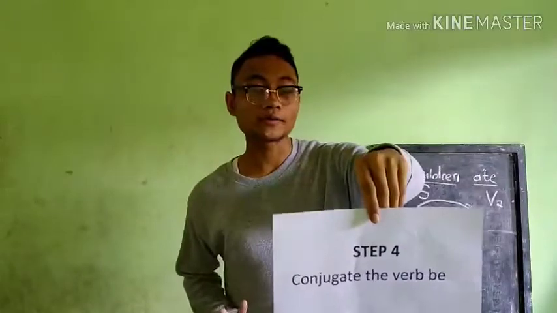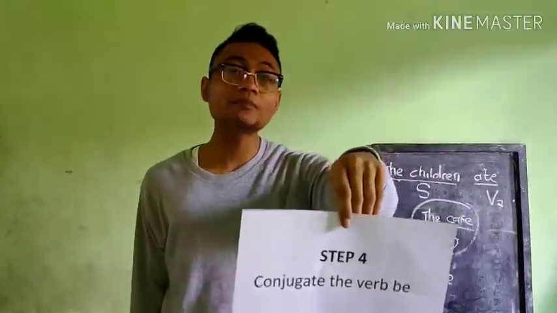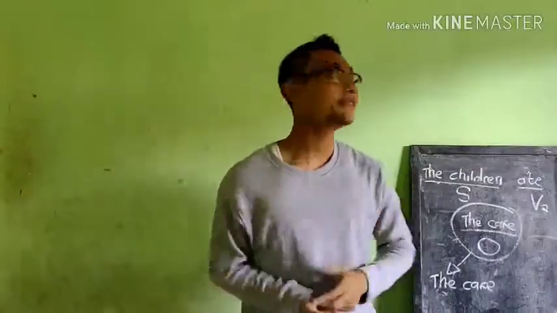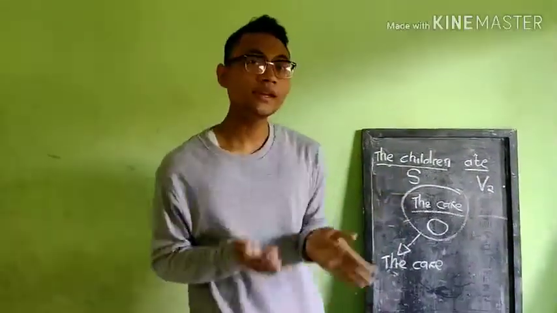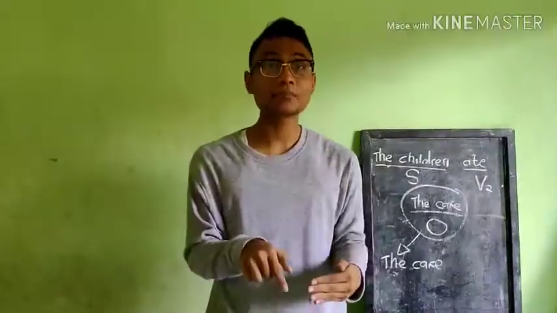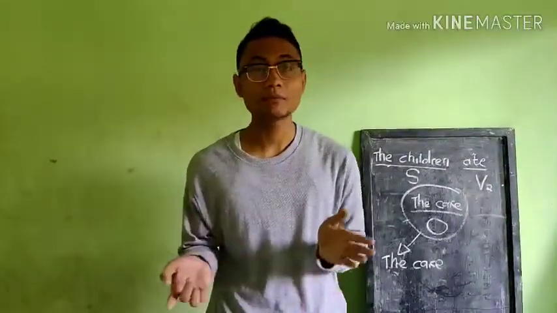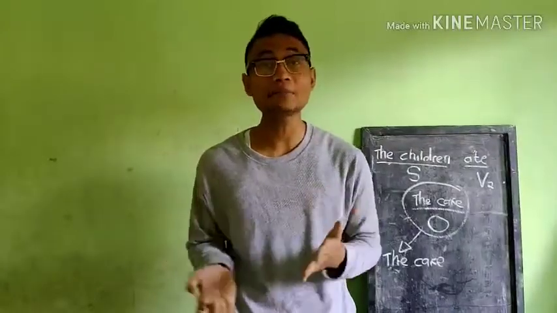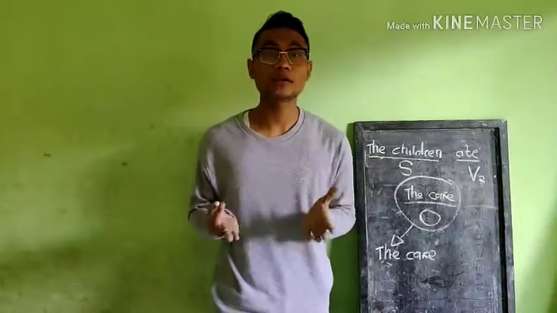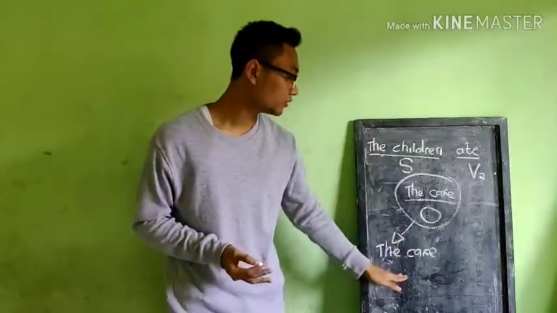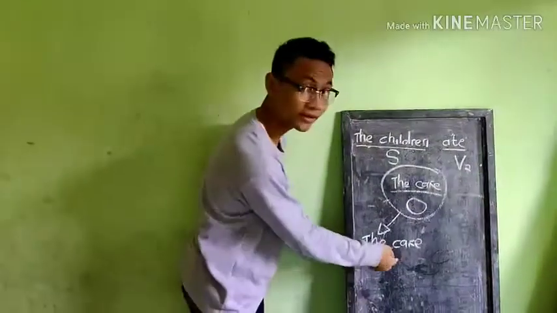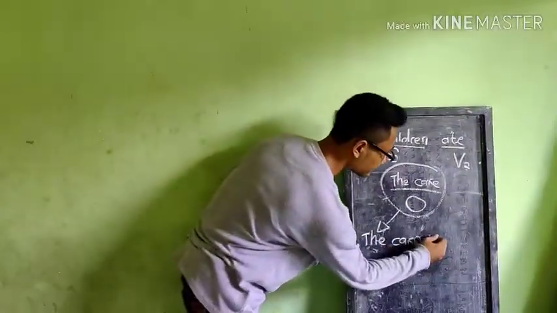Step 4. Conjugate the verb be. Because we use the simple past tense in this sentence, we need to change the be verb to simple past, like was or were. And in this sentence, we use was. Then, the cake was.